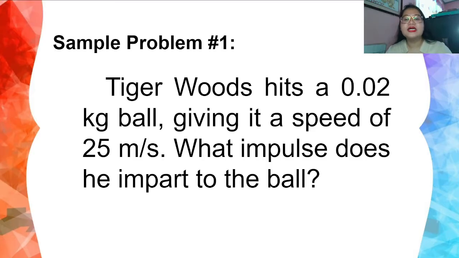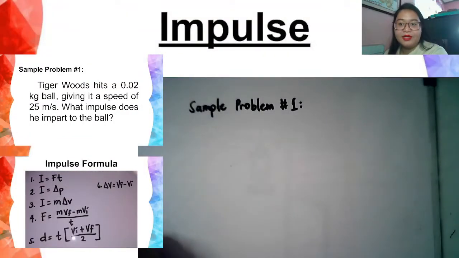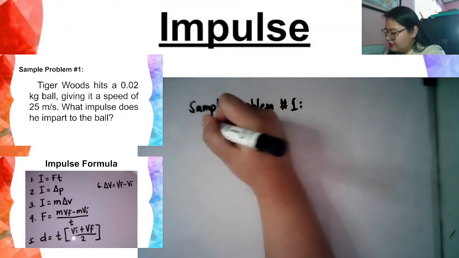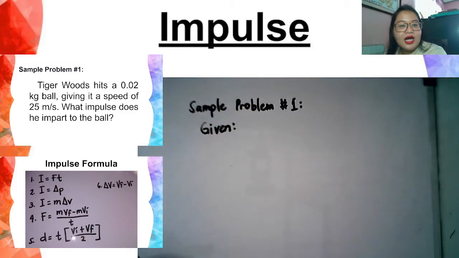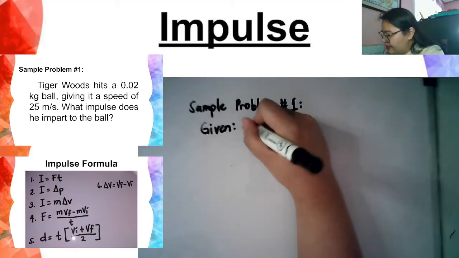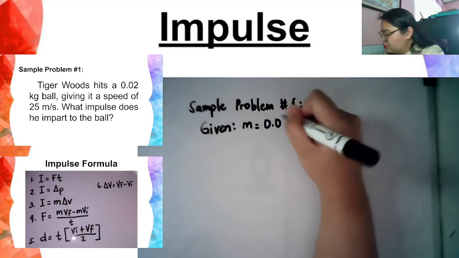So, Tiger Woods hits a 0.02 kilogram ball, giving it a speed of 25 meter per second. What impulse does he impart to the ball? So, let's go back to our whiteboard. Okay, so let's have sample problem number 1 for impulse. So, we have the given quantities. Okay, so you have a ball which has the mass of 0.02 kilogram. So, you have mass of the ball 0.02 kilogram.